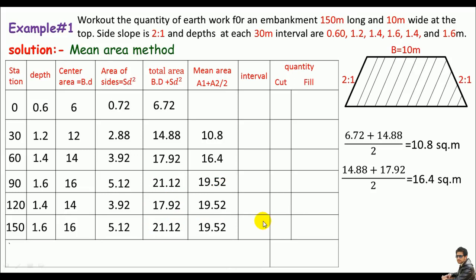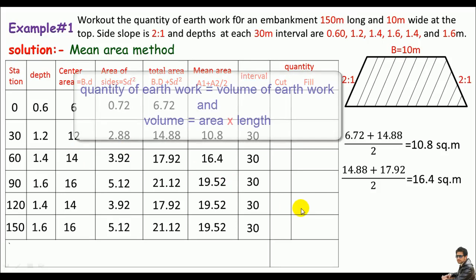Now what are the intervals? Look at just the example terms. Interval is just 30 meter. So I'll just put 30 meter in this column, right, for all these stations. 30 meter, 30 meter, 30 meter, and so on.